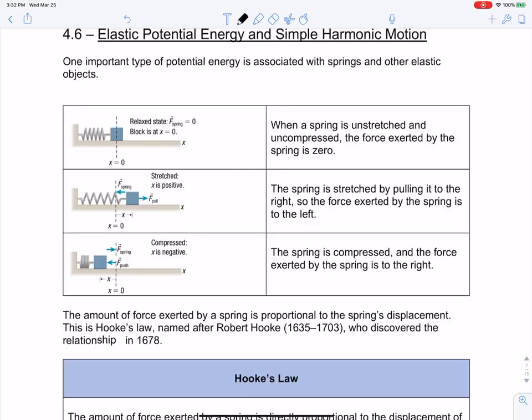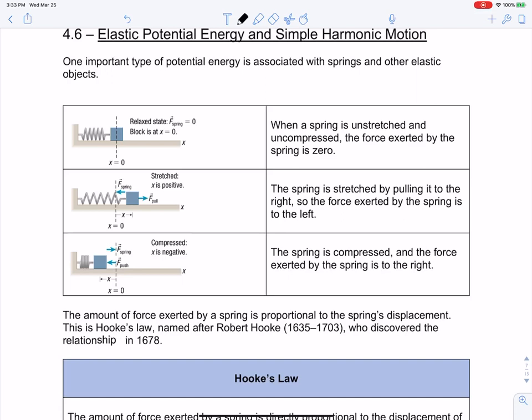4.6 Elastic potential energy and simple harmonic motion. One important type of potential energy is associated with springs and other elastic objects. Imagine a spring that is uncompressed and unstretched. When a spring is unstretched and uncompressed, the force exerted by the spring is zero.